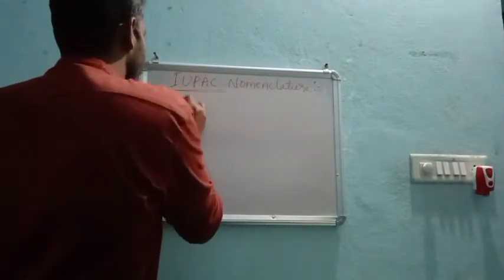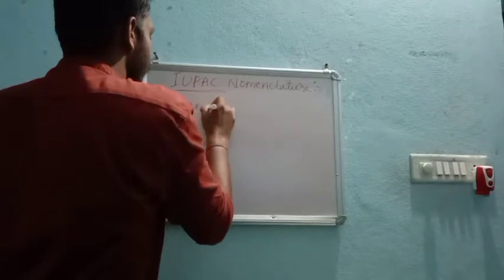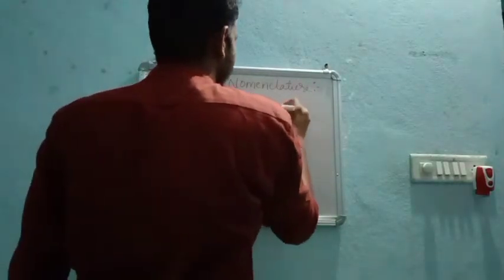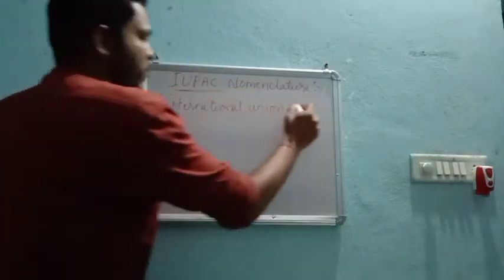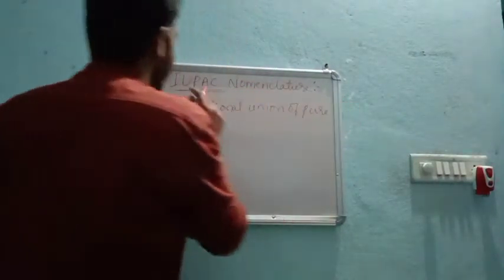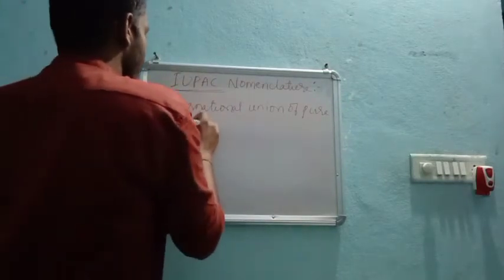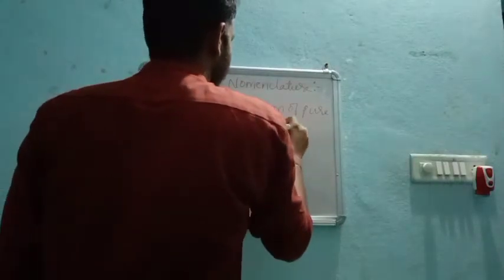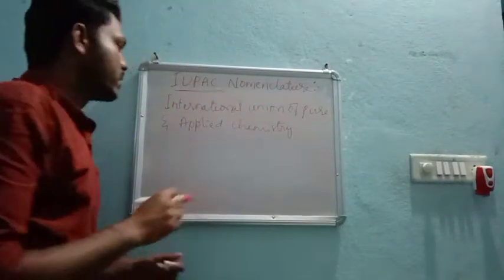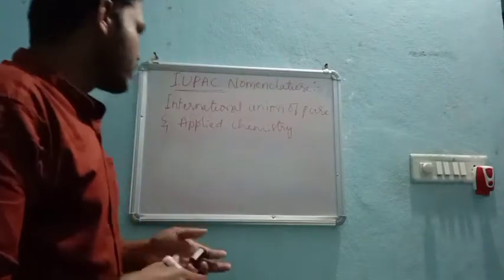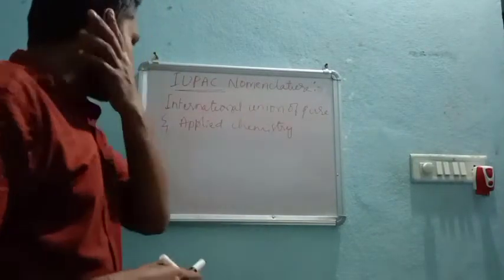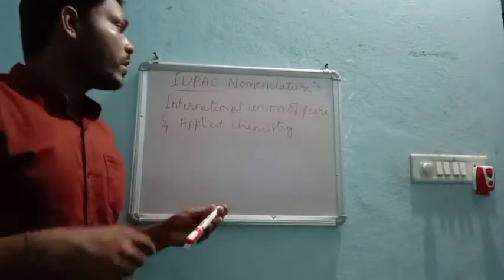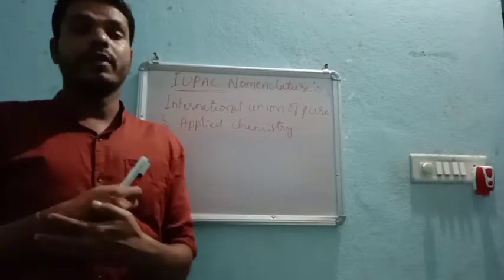So already you might have known, International Union of Pure and Applied Chemistry, where P stands for pure and A stands for applied chemistry, right? So this is the International Union of Pure and Applied Chemistry. So this union has some rules, that means how to name any organic compound.